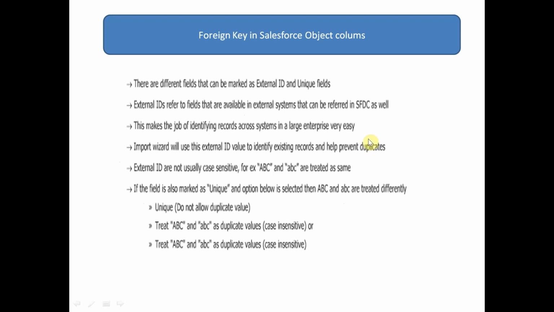Now, what is a foreign key? A foreign key identifies external systems data as columns and rows are coming in. What is the key you're going to identify in a Salesforce record as a foreign key so that it matches with the external data and data can be updated, inserted or upserted? There are different fields you can mark as external ID.